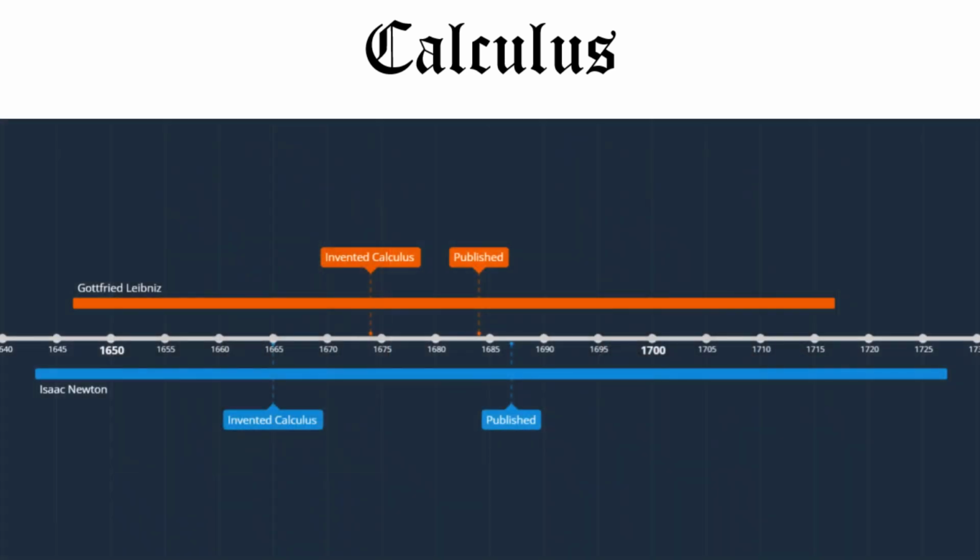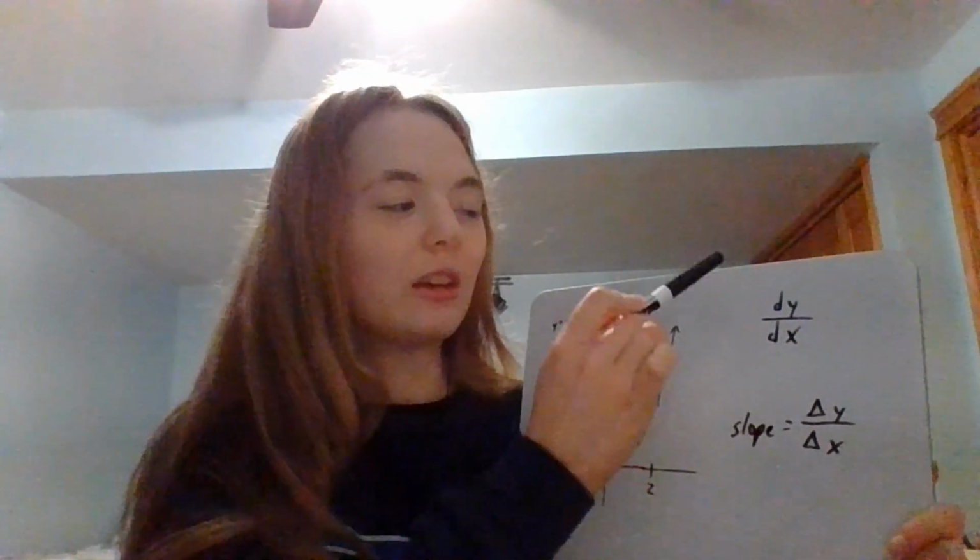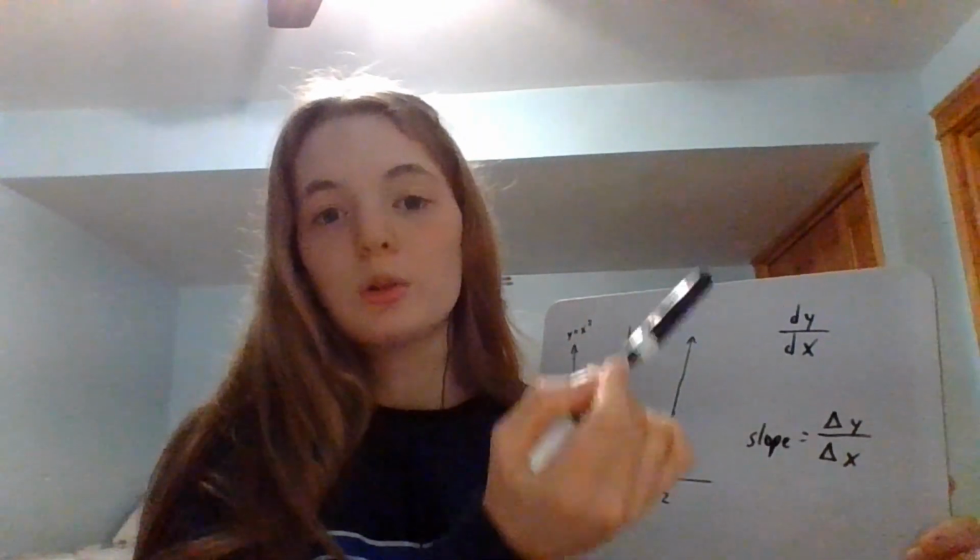Although Newton came up with his theory first, sometime around 1665, Leibniz published his ideas in 1684, 3 years before Newton. This is Leibniz's notation for the derivative, which relates an infinitesimally small change in one variable to an infinitesimally small change in another variable.